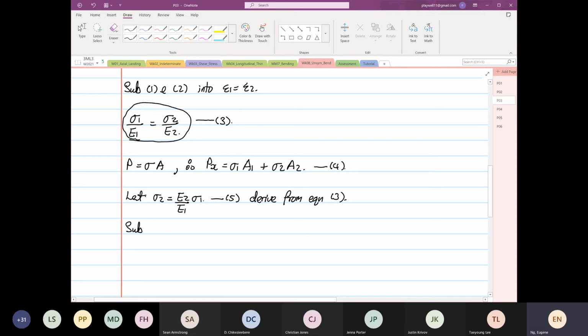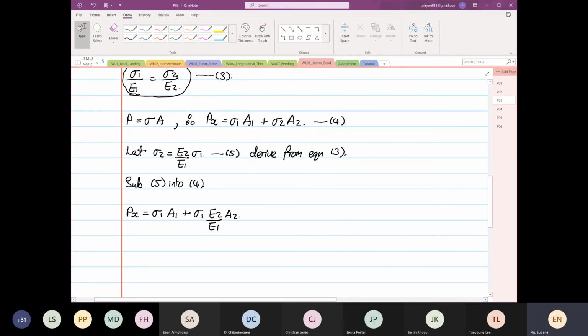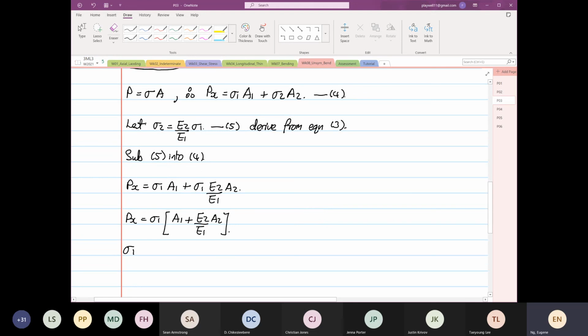So we're going to substitute equation number 5 into equation number 4. What we get now is Px equals stress 1 A1 plus stress 2, which is stress 1 E2 over E1 multiplied by A2. Rearranging, Px equals stress 1 times A1 plus E2 over E1 multiplied by A2. Therefore, the stress in material number 1 is equal to Px over A1 plus E2 over E1 A2. So it is not like putting a coefficient anymore.